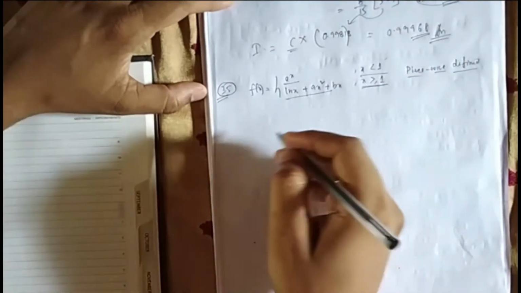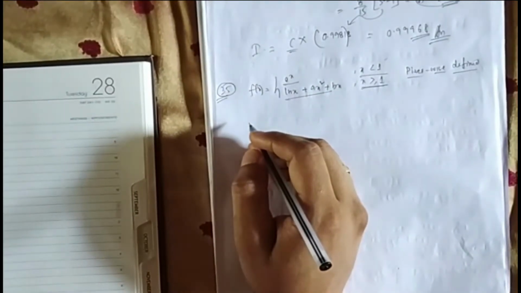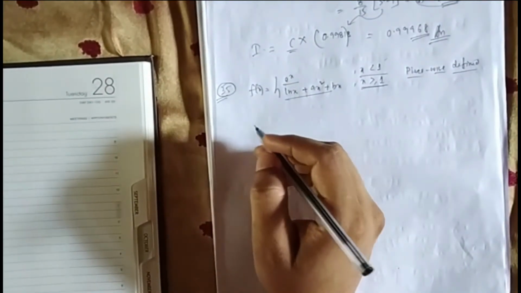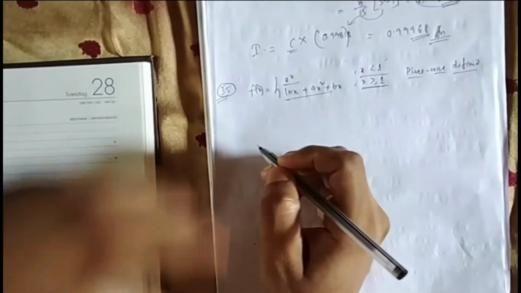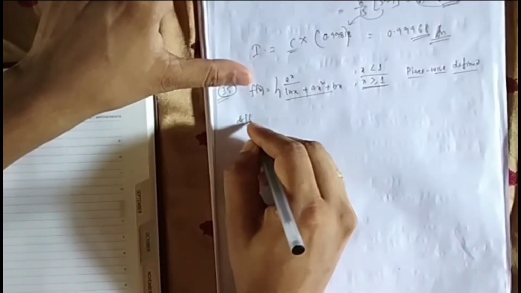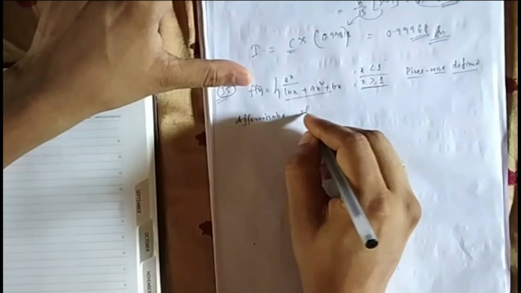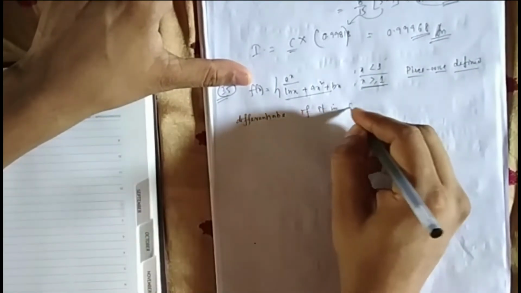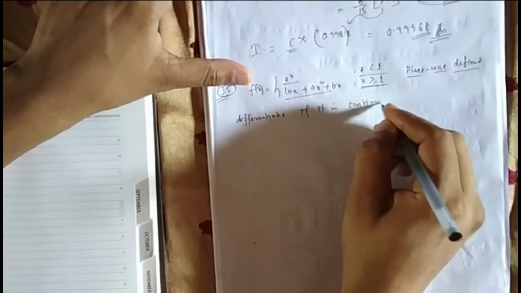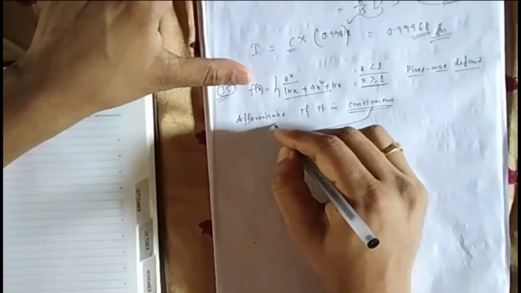Which of the following statements is true? You can see here the options are all using which one is differentiable, not differentiable, and so on. So for differentiable and not differentiable, you think of one thing: for differentiable, first it should be continuous, then it is differentiable. It will be differentiable if it is continuous, then we can check, but the reverse is not correct. So we start with continuity first.